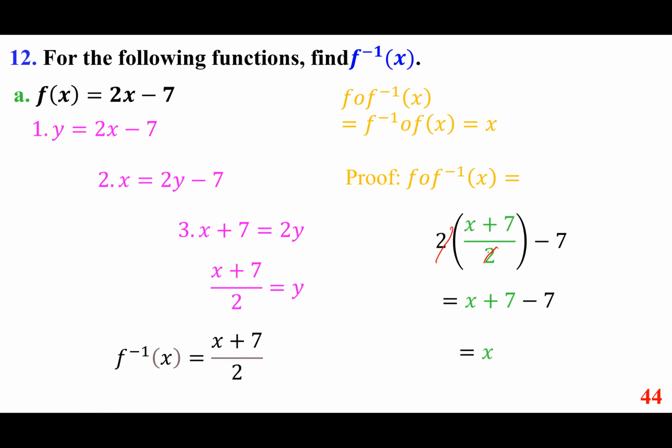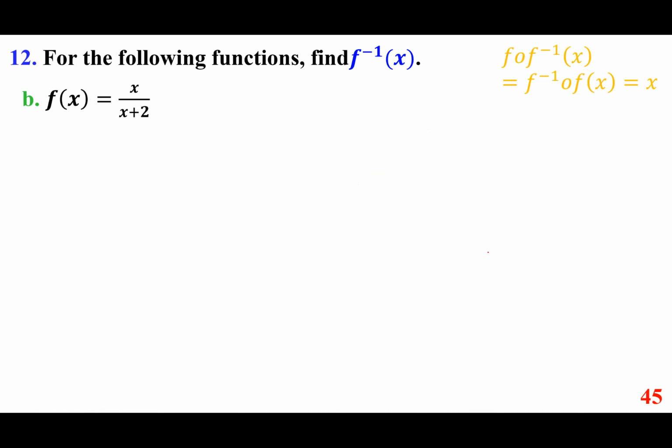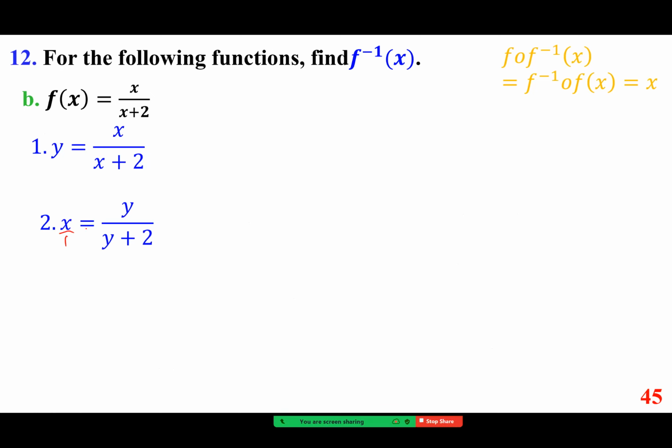Let's look at a more interesting example. We're going to replace f of x with y because it makes it easier to work with. We're going to interchange x and y. And again, in this step, class, we do have the inverse function. However, we continue and solve for y, which means in order to do that, we do the cross product. Multiply these two: x times (y plus 2) equals 1 times y. Since we want to solve for y, we're going to move this one.